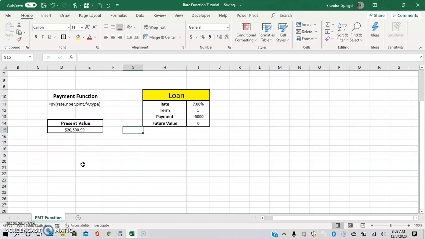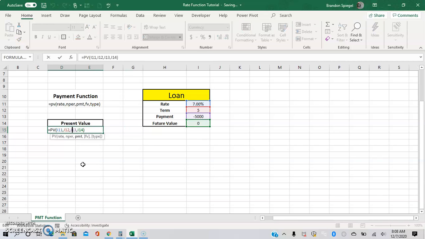Also, as a note, if you want this to be on a monthly basis as opposed to an annual basis, what you can do is divide the rate by 12, and multiply the number of periods by 12, because then there's one payment occurring every month, and there are 12 payments in a year.